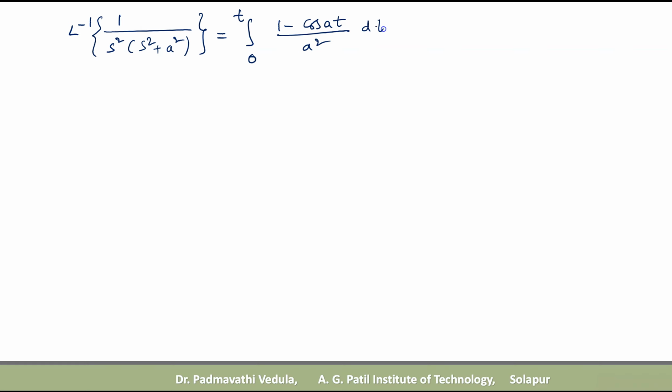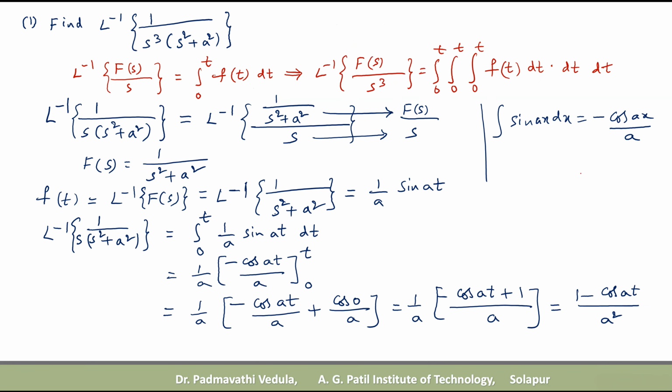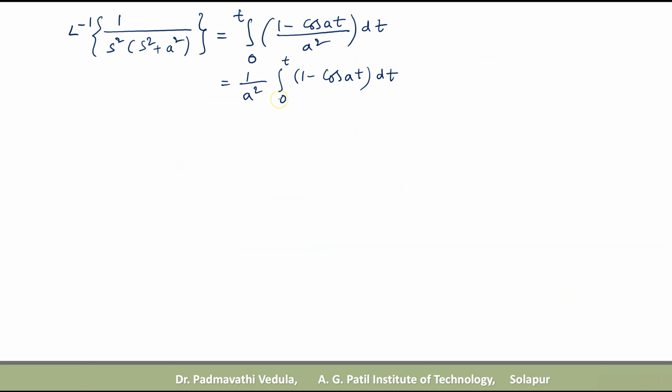Now to get L inverse of 1 by s square into s square plus a square, we have to integrate the expression whatever we have obtained just now with respect to t, that is 1 minus cos at by a square dt. We have to integrate this, that is 1 by a square integral 0 to t 1 minus cos at dt, because in our previous step we have obtained 1 minus cos at by a square. We have to integrate it again with respect to t.